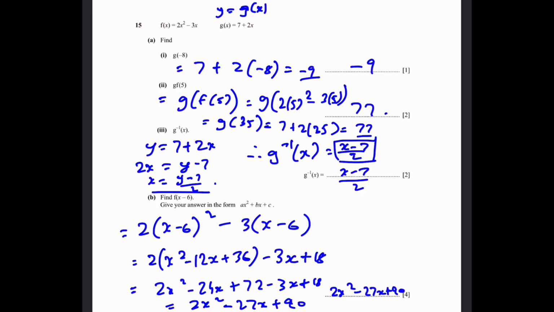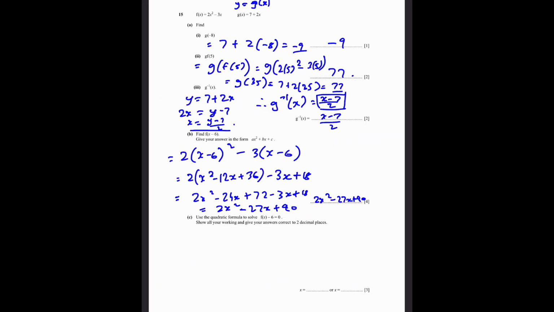Let's go to part C. Use the quadratic formula to solve f(x) minus 6 is equal to 0. Show all your working and give your answers correct to 2 decimal places. So f(x) is just 2x squared minus 3x. And then we of course put a minus 6 outside this time. So that's equal to 0.